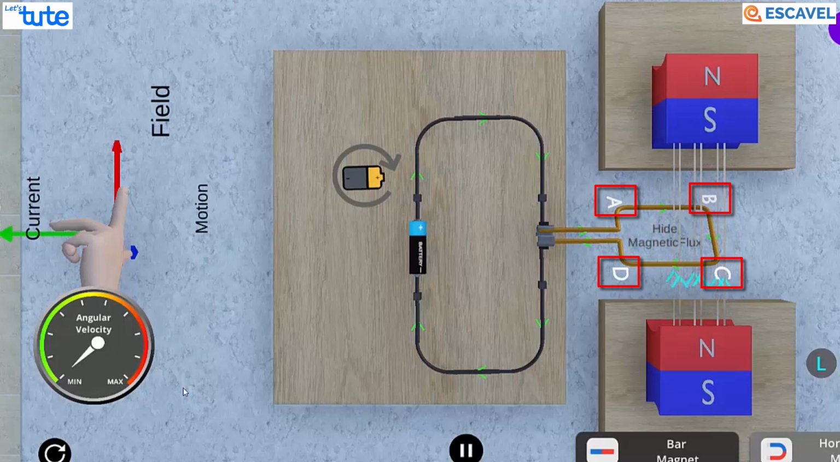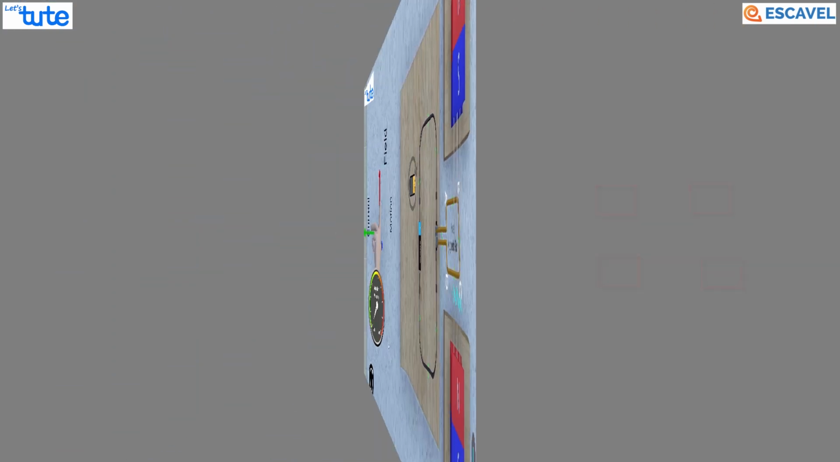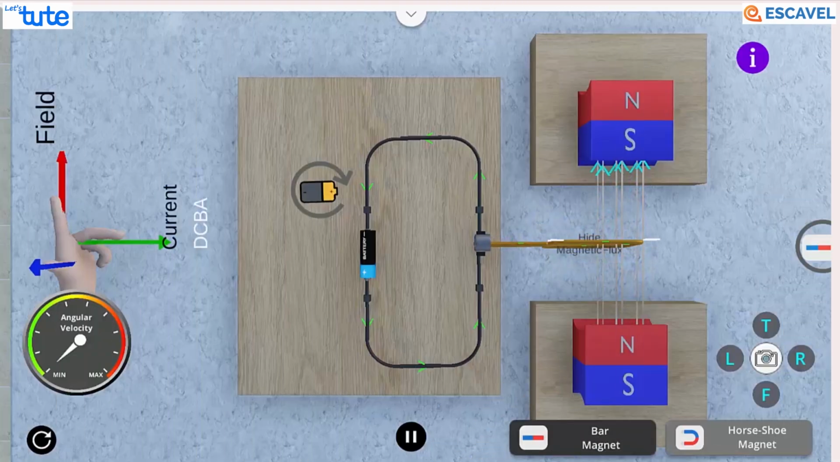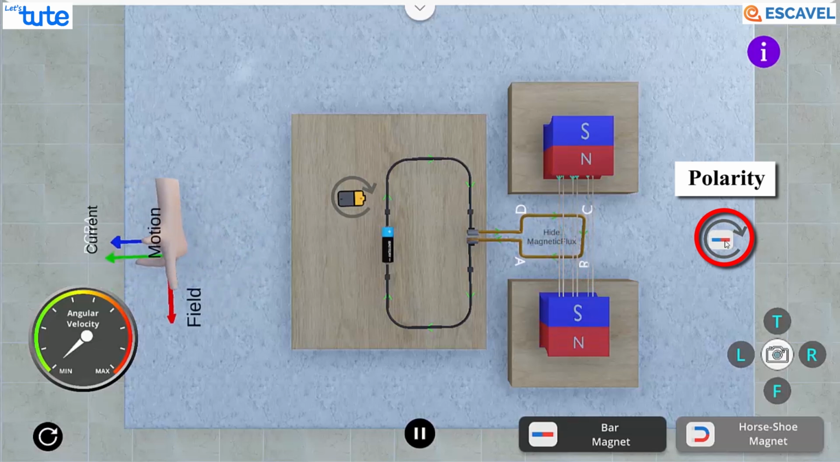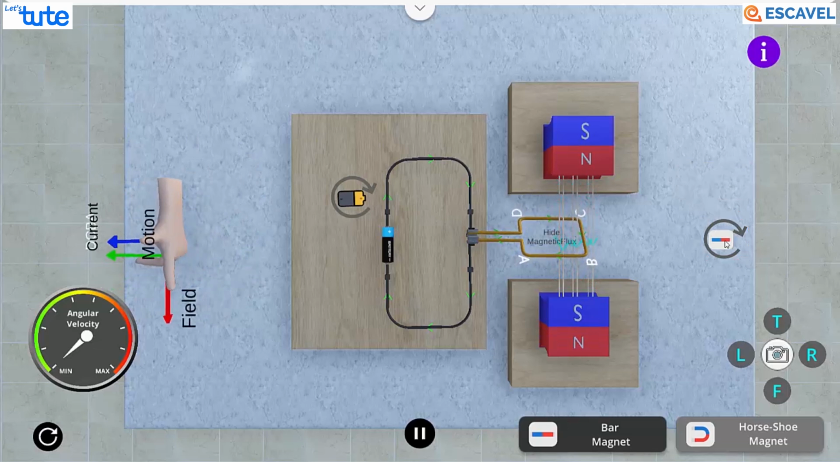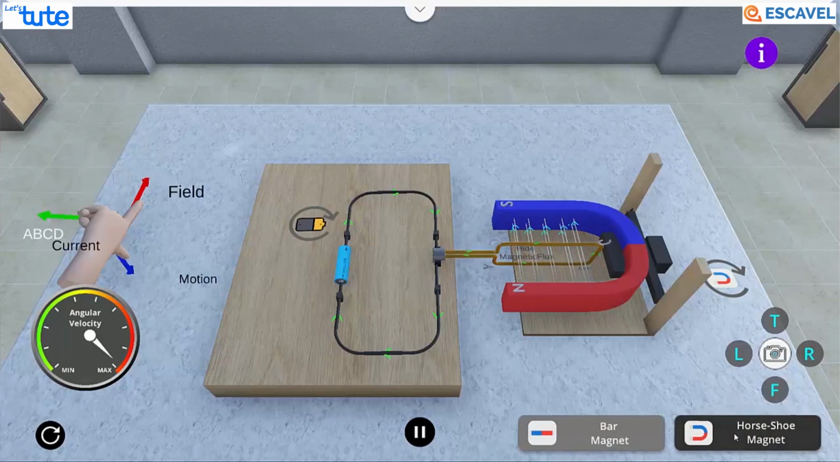Now if we change the polarity of the battery, let's see what would be the movement of the coil. Well, we can see here the coil will rotate in clockwise direction. Okay, now what if we change the polarity of magnets? Let's see. Well, we can see here the rotation of coil will get changed. Now, magnet can either be in the shape of a bar or a horseshoe.